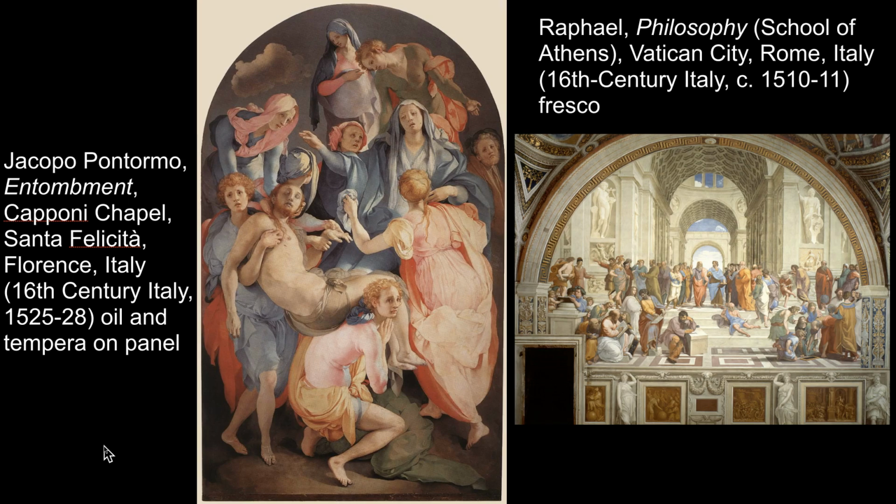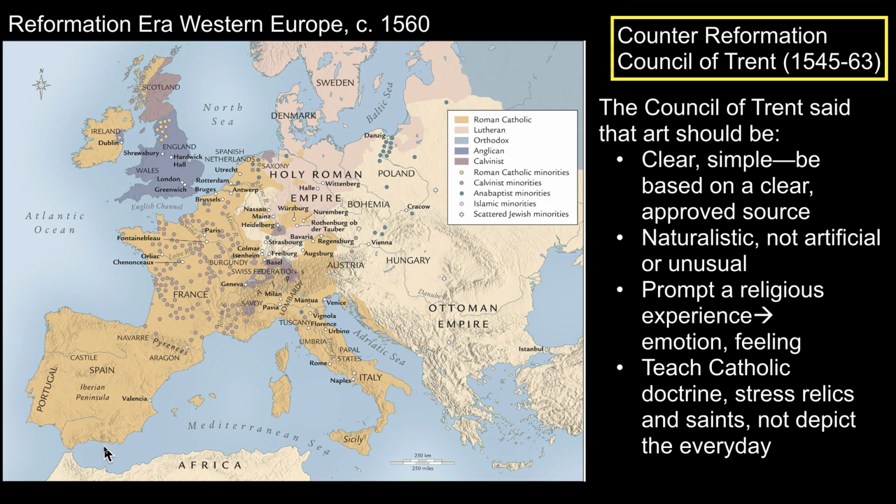In this map, we see that what was once entirely Catholic is now broken up into different religions. The Catholic Church responds to the Reformation and the emergence of new religions with the Counter-Reformation, a movement that made reforms and stressed the authority of the Church. At a meeting called the Council of Trent, they developed strategies for addressing problems and made a plan for how art could be used to bring people back to the Church and keep them in the Church.